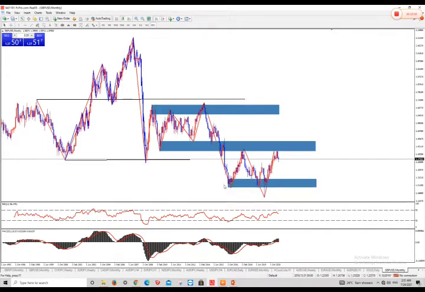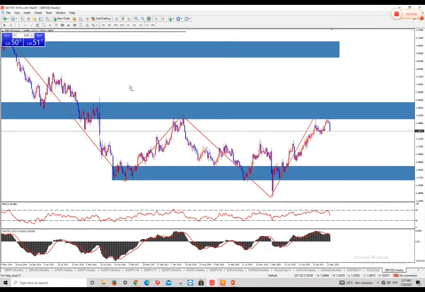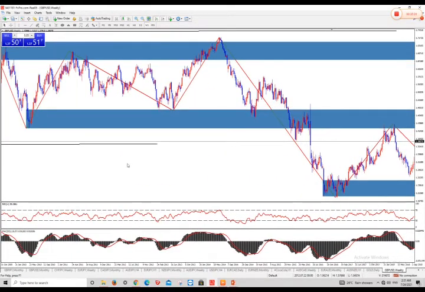Yeah, as you can see, channel Z. This is what market structure, demand and supply, support and resistance is. But we will go deeper into demand and supply as the video goes on. Let's go down to the 1 week to see if we can see some structure, structure within structure.